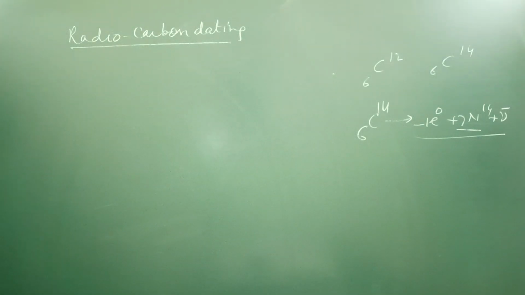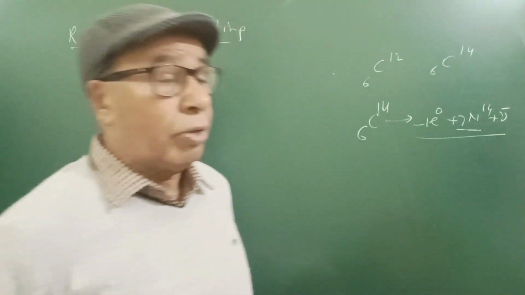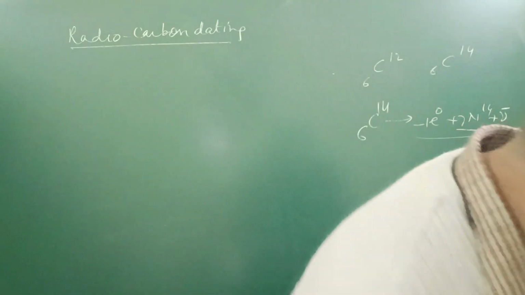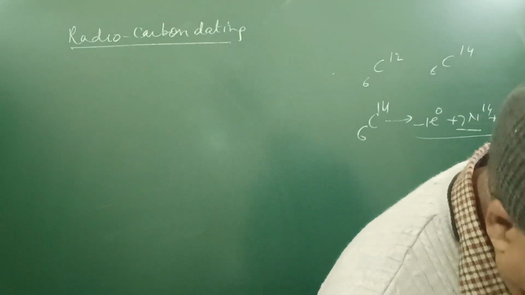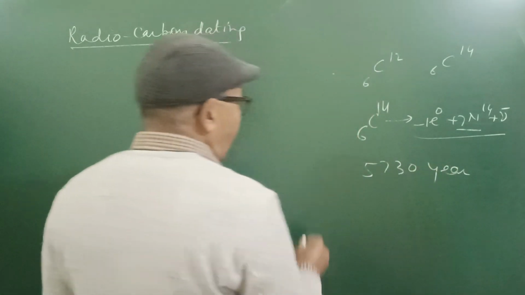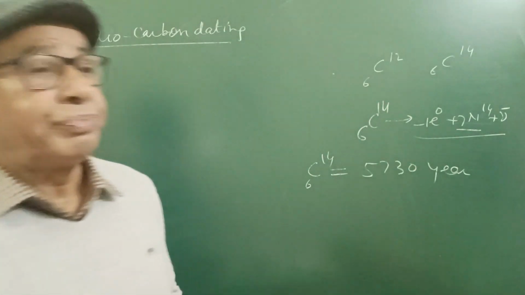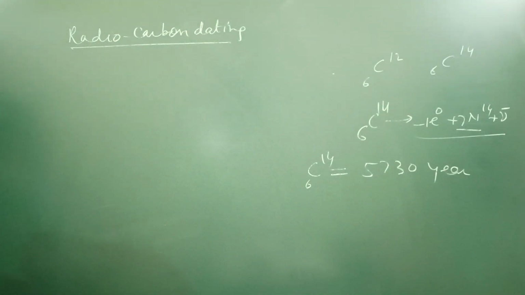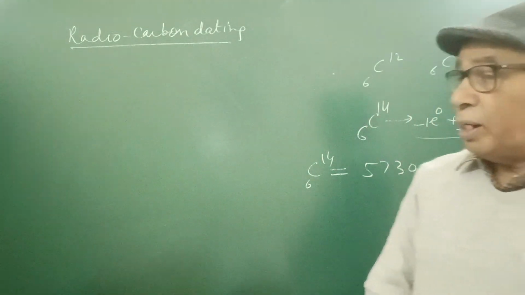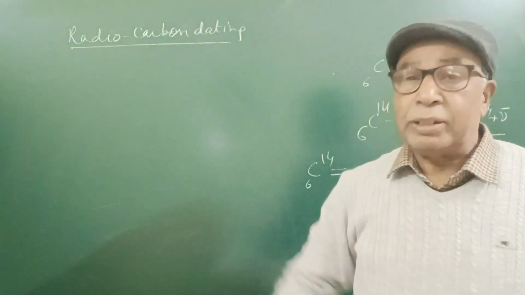But when any living body dies, it assimilates no more C-14 because it stops taking food, and hence the rate of radioactivity keeps on decreasing. The half-life of carbon-14 is 5730 years. So by measuring the rate of radioactivity of a dead sample as well as a living sample and comparing them, we can find out the age of the dead organism. This is called radiocarbon dating, and our archaeologists are using this method.